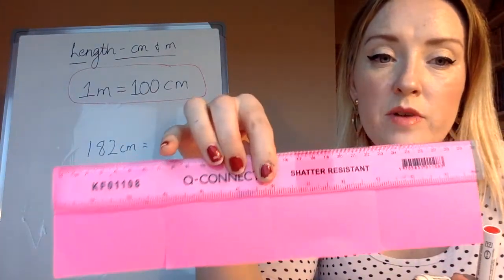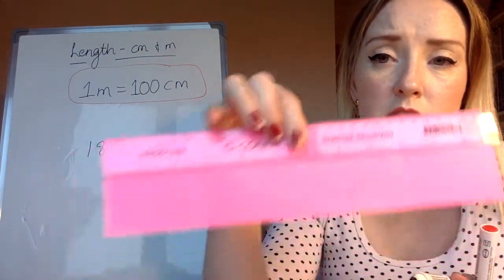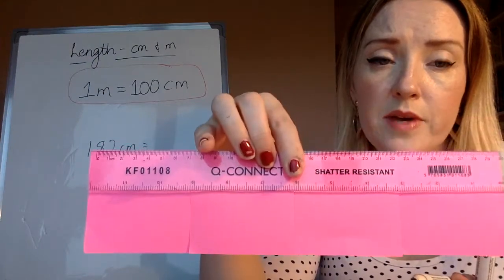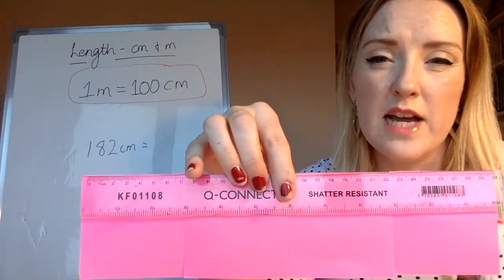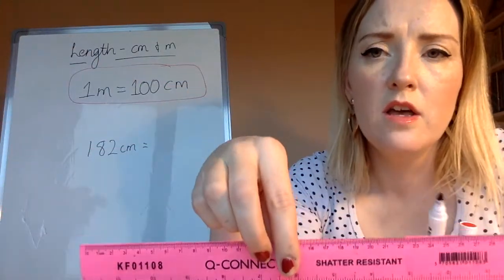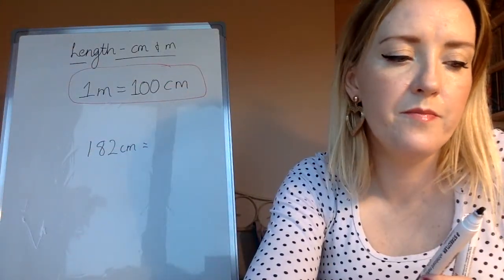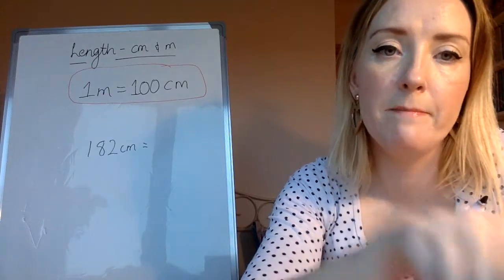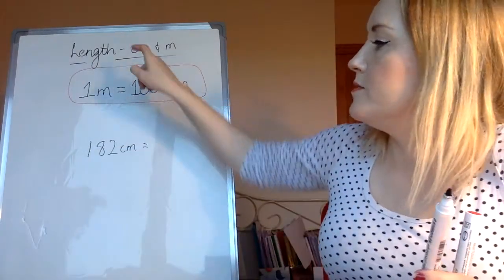If I use my centimetres on my ruler, that only goes up to 30, and this is a long ruler. So it's going to take me ages to do 182 centimetres. And it mightn't be accurate either, because I'm going to have to keep moving it and moving it. So how could I make this easier for myself? I'm going to break it down into metres and centimetres.